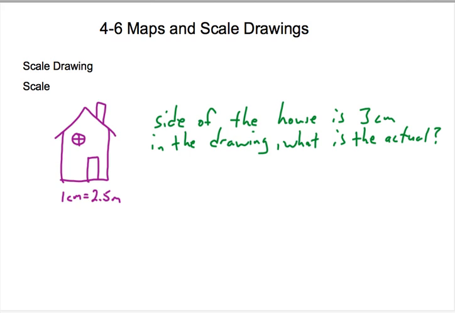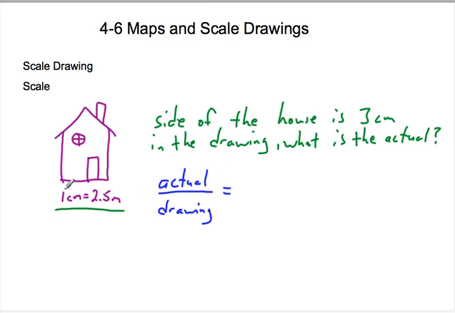Also, it's important to note, if we look down here, at this scale, 1 centimeter equals 2.5 meters. Obviously, 1 centimeter does not equal 2.5 meters. What it's doing is setting up a ratio. We can make an actual over drawing ratio. We could make a drawing over actual as well, but I'll just choose one of them.